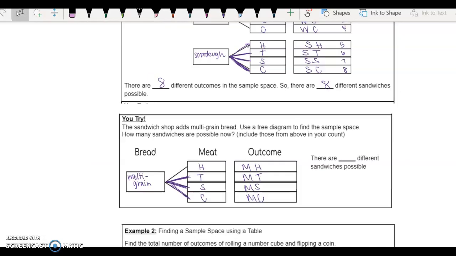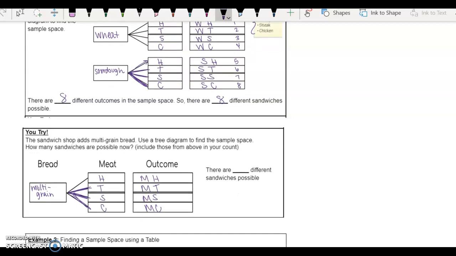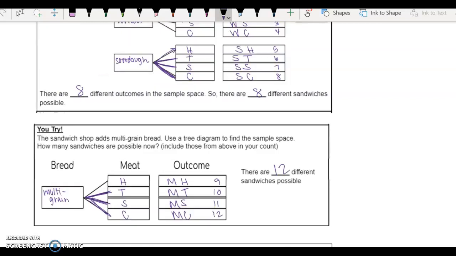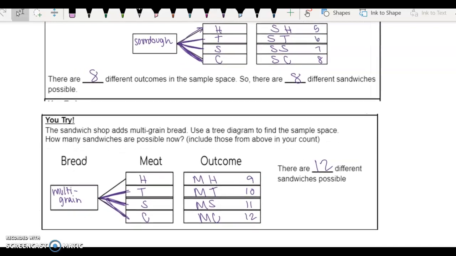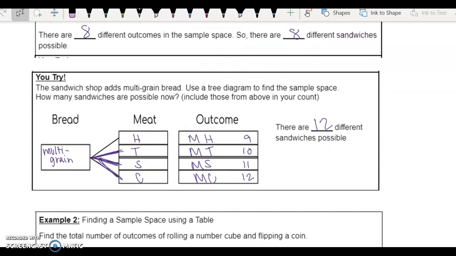And we're going to use that with our ones from above. So we had 8 possible outcomes above. Then this would be 9, 10, 11, and 12. So now by adding just one more bread type, we have 12 different possible sandwiches instead of 8, just by adding one type of bread.